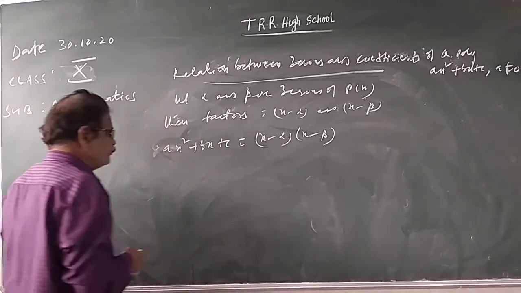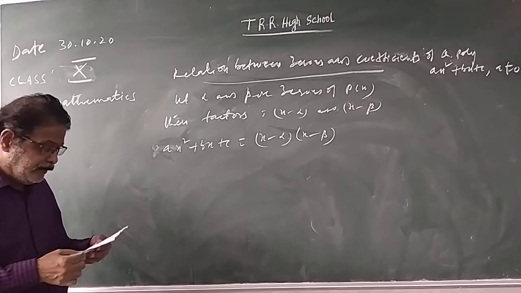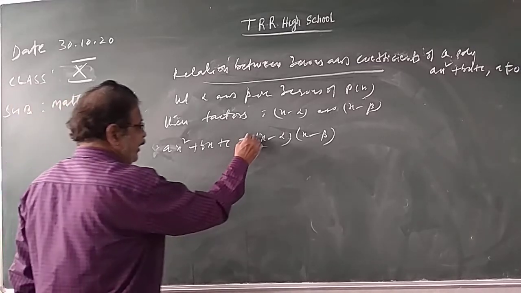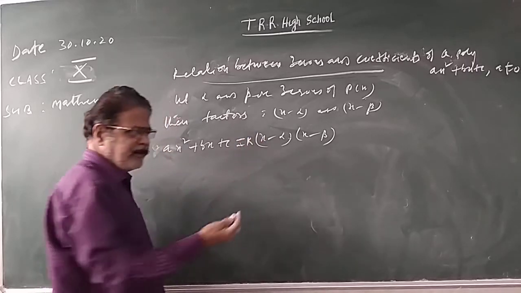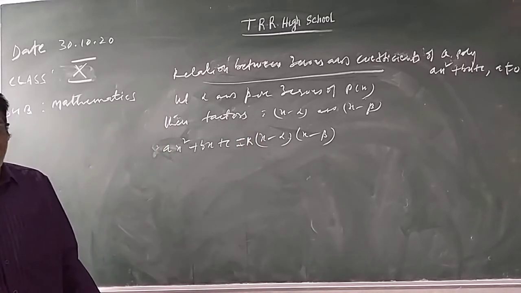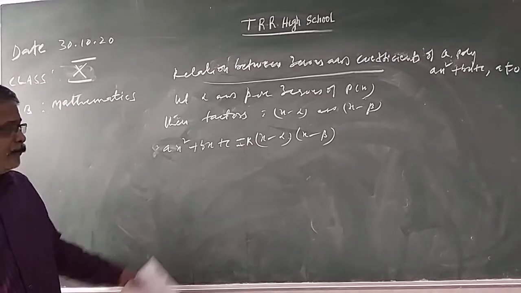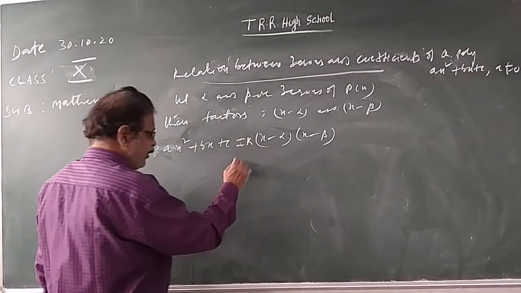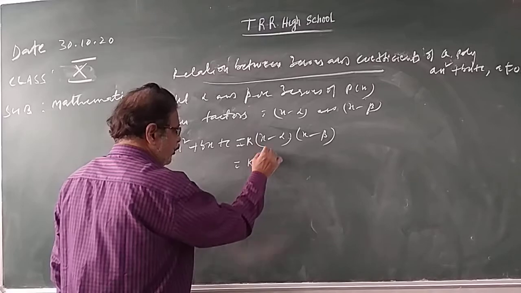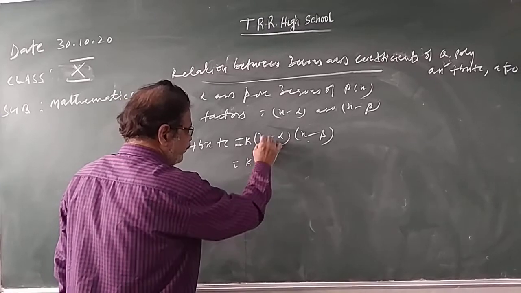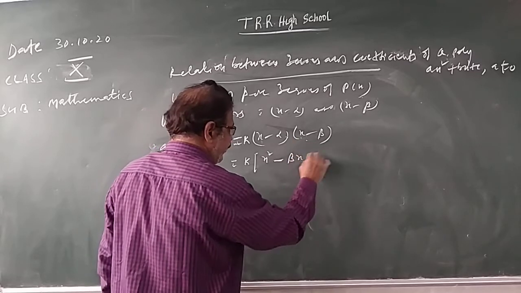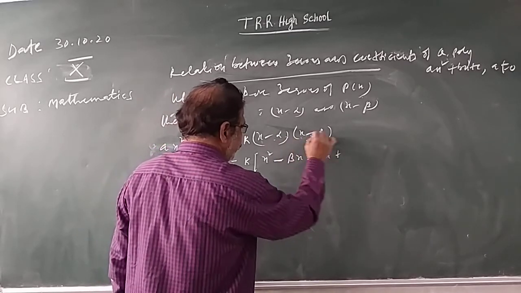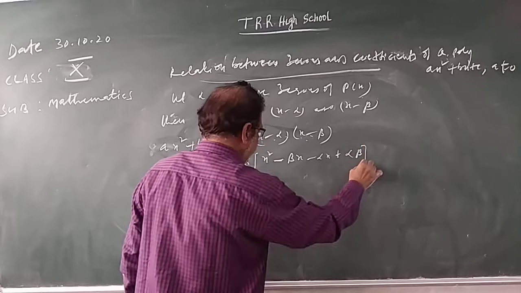So here let us multiply with k. K is a constant. You take any constant value for k, maybe 1 or 2 or 3 or 4. So ax square plus bx plus c equals k into x minus alpha and x minus beta. Multiply this: x into x will be x square, then x into minus beta, minus alpha into x, and plus alpha beta.